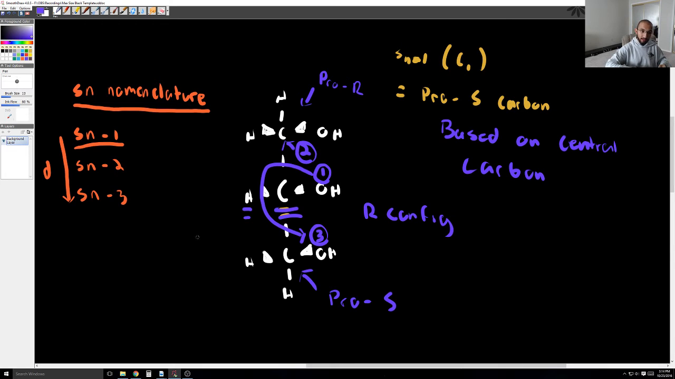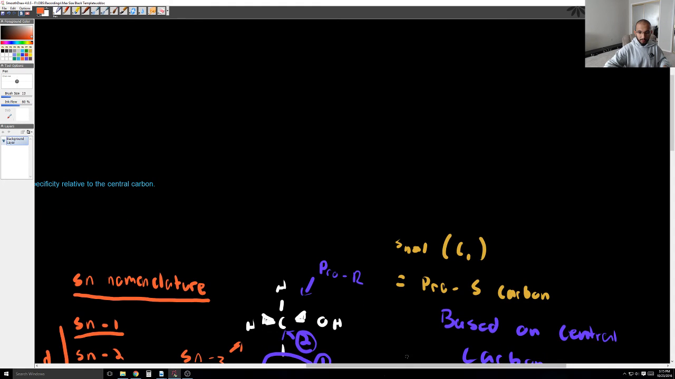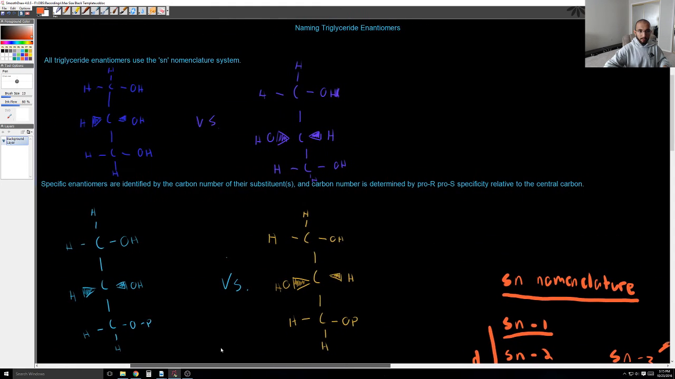Which means that in our SN naming system, this carbon would be SN1, this carbon would be SN2, and this carbon would be SN3. So if we attach a substituent onto this carbon, it would be at the 1 position, so it would be a glyceride 1 substituent, basically.